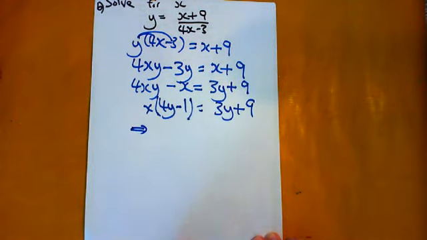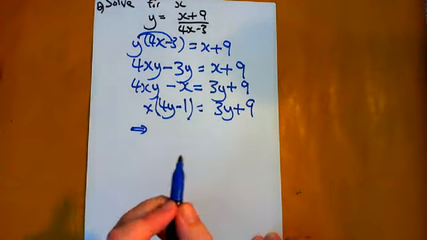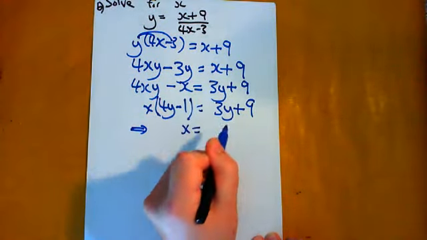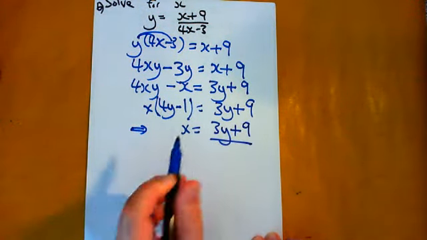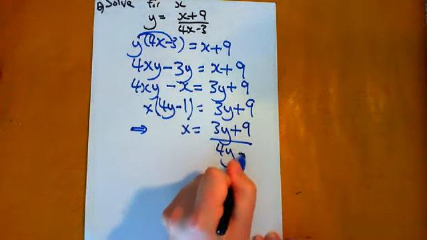And then we can divide both sides by 4y minus 1 to get our answer, because that left hand side is just x times something, and we need to divide by something to get x. So x is 3y plus 9 over 4y minus 1.